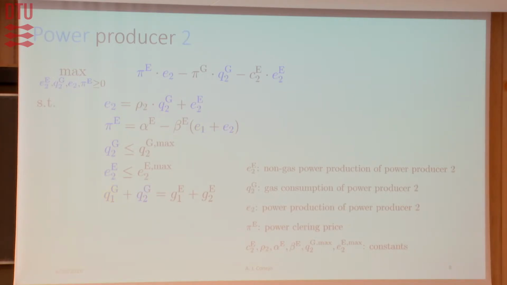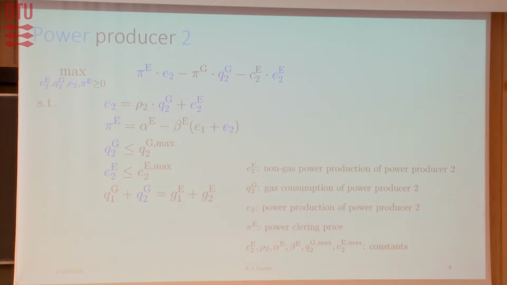Okay? So this is the electricity producer 2, it is the same thing. So this is the price for electricity times the total electricity is the revenue minus the cost, which has two components. The first one is related to the gas that we buy to produce electricity, with the price of gas over here.